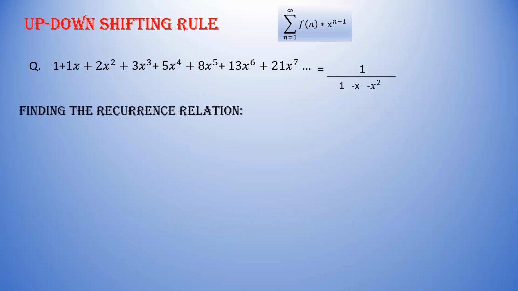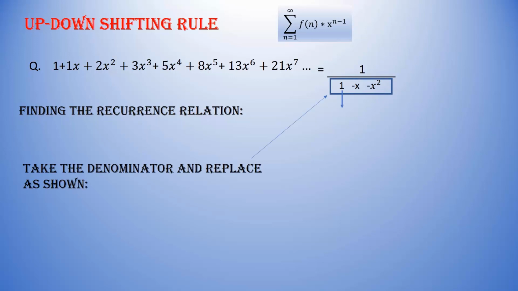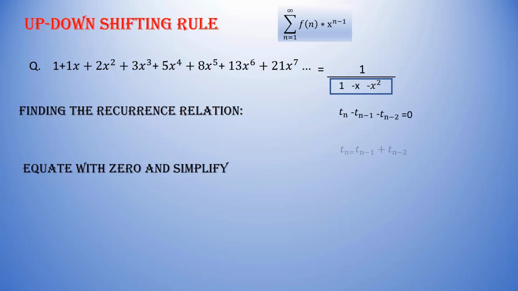Not only does this rule give the infinite sum, but it also gives the recurrence relation of the terms in the coefficients. Let's look at the denominator we obtained. We can simply replace 1 with the nth term, x with the n minus 1 term, x squared with the n minus 2 term, and so on, and equate with 0 to get the recurrence relation.